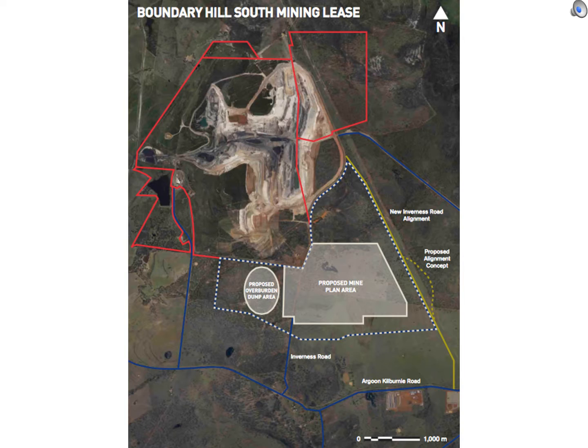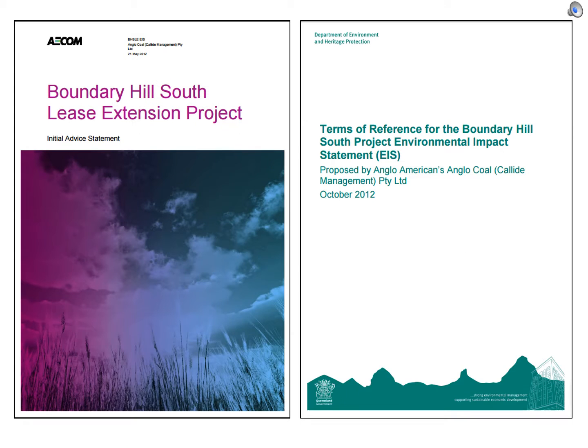A broad overview of the stages that occurred for the Boundary Hill South EIA process included the following. First, an application and initial advice statement for voluntary EIS was submitted in October 2011. EHP then approved the voluntary EIS to proceed. The Australian Government then declared the project to be a controlled action under the EPBC Act. Despite this, EHP was still responsible for coordinating the project through a bilateral agreement.